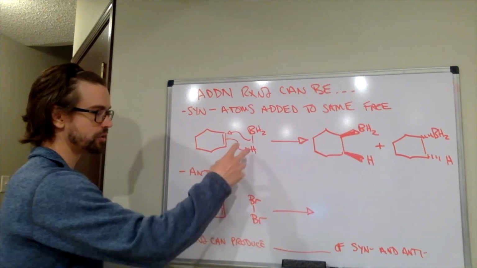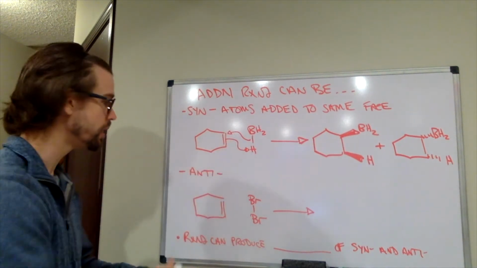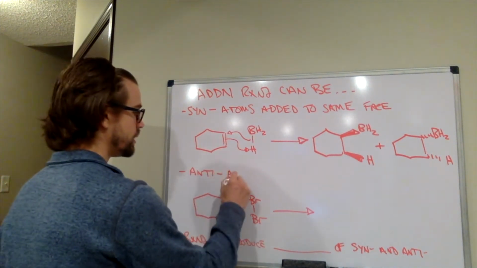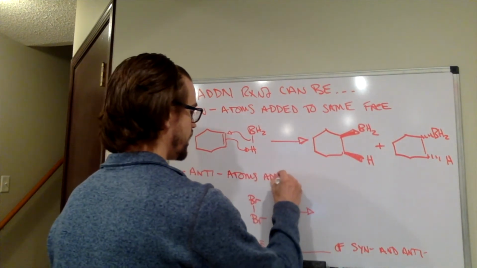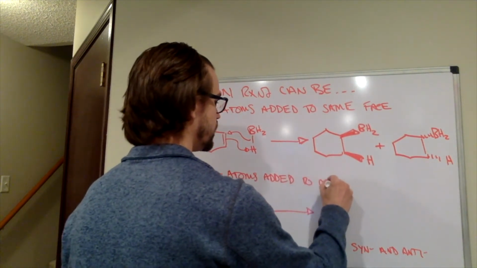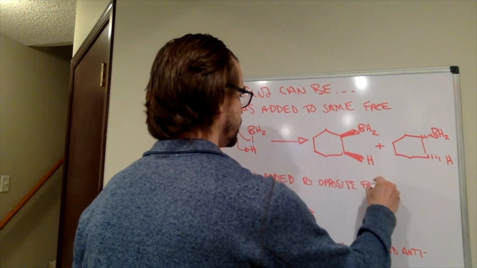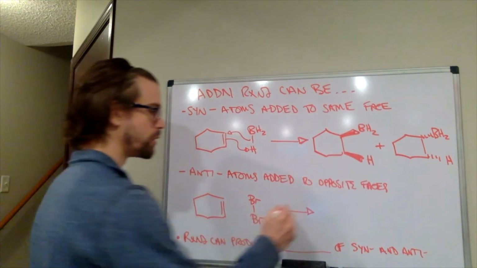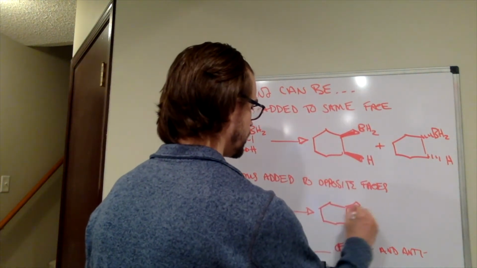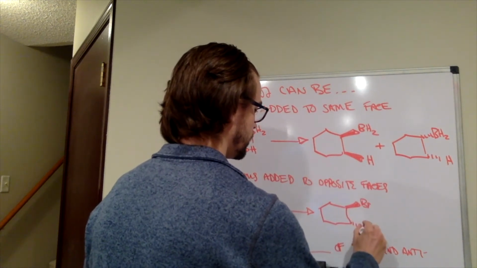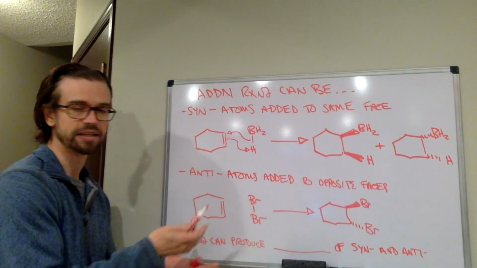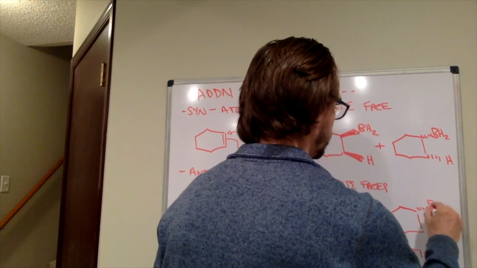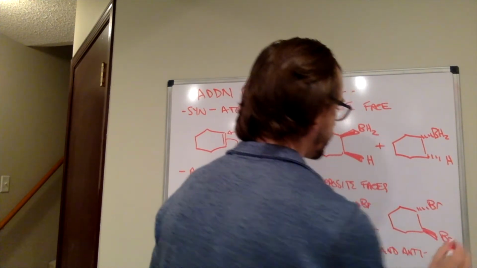Anti-addition. I can't show all the arrows for this mechanism in a single step like I did here, so I'm not going to put them in, but anti means that the atoms are added to opposite faces. Atoms added to opposite faces. So it turns out that when we add bromine or chlorine or iodine to a pi bond, it's going to make a mixture of anti-addition. So one anti-addition would give that molecule right there. The other anti-addition would give the molecule right here.